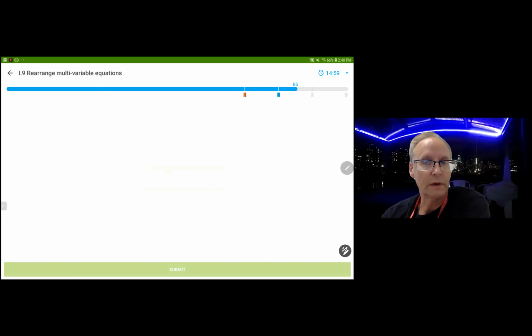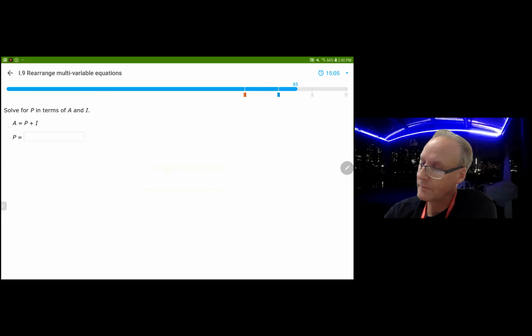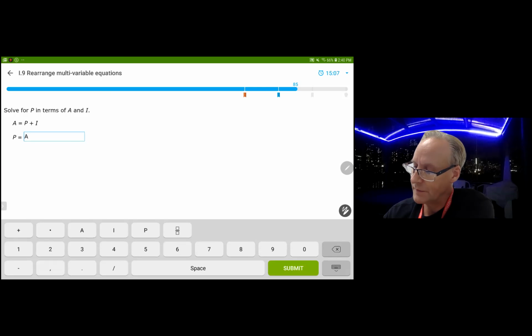And let's see if we can move it along just a little bit faster. We're going to solve for P, so we have to take A minus A, I. Don't forget the space. Easy to forget.